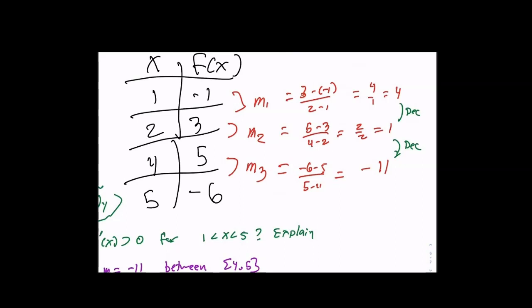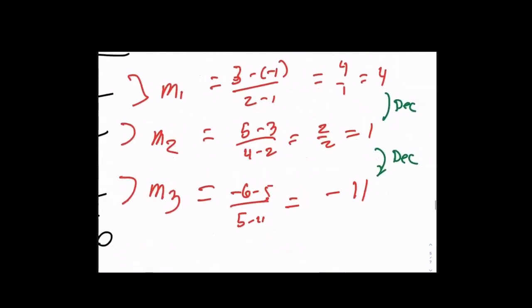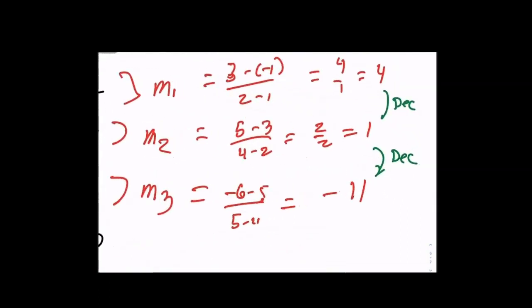Now, slope 2 is still positive. Slope 1 is positive. But it went from a bigger positive to a smaller positive. So, are the slopes decreasing? Yes, no, could be, possibly.